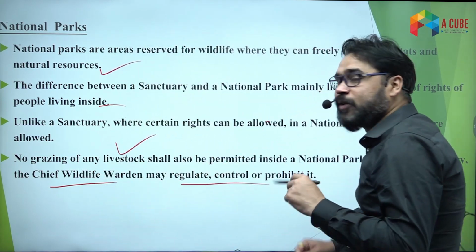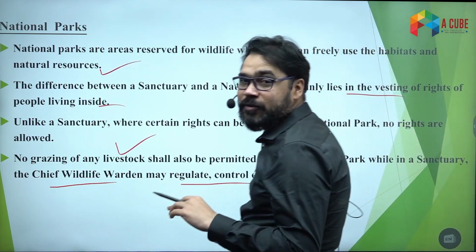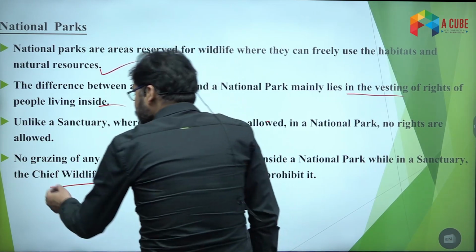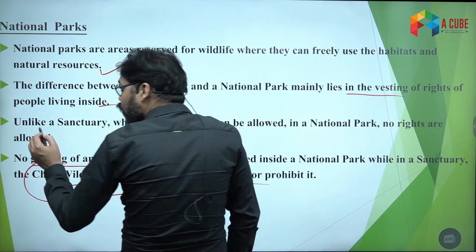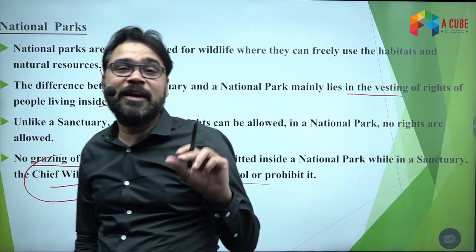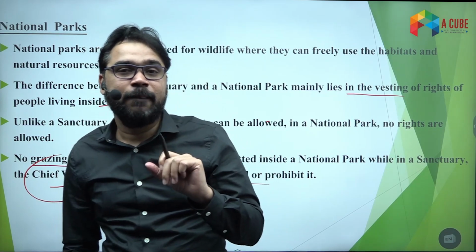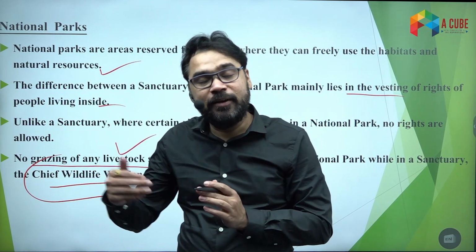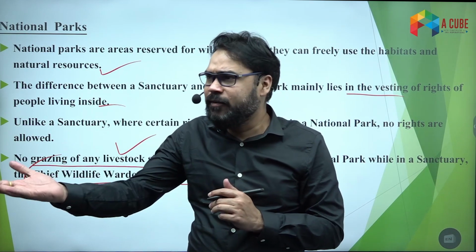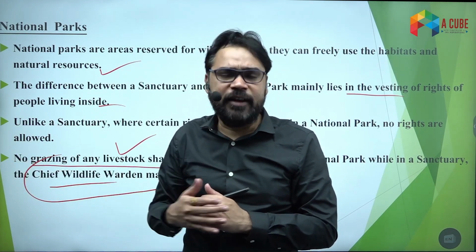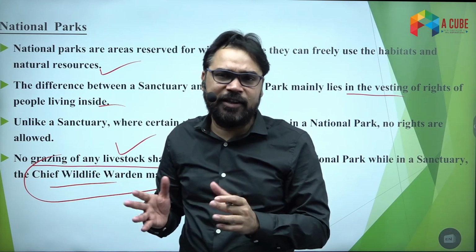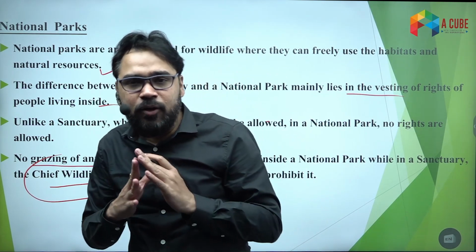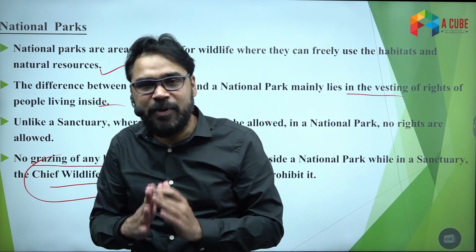However, one very important thing is that in a wildlife sanctuary, who can allocate and regulate those rights? The person who can regulate those rights is the chief wildlife warden. The chief wildlife warden in a wildlife sanctuary can give rights to the people who are living there, for example, you can allow the grazing of your livestock, you can collect firewood, etc. But only, like I said, under tough regulations. In a national park, there is no such right given to the people there.